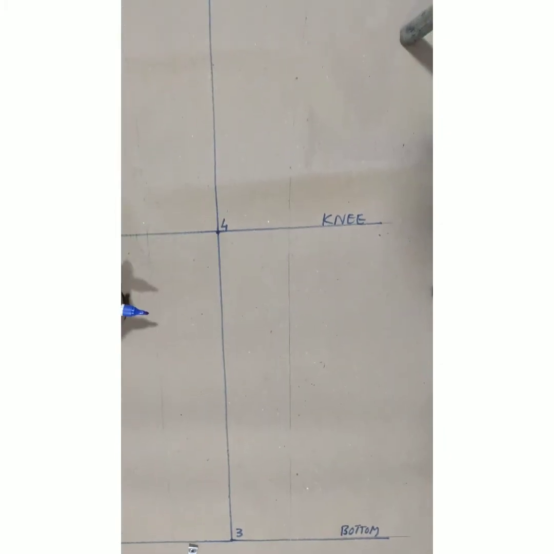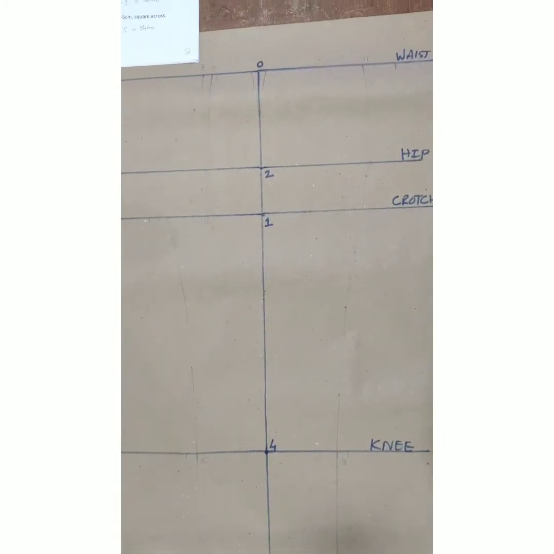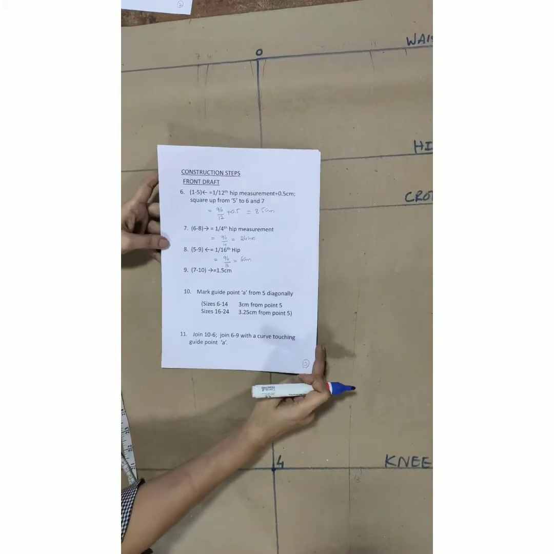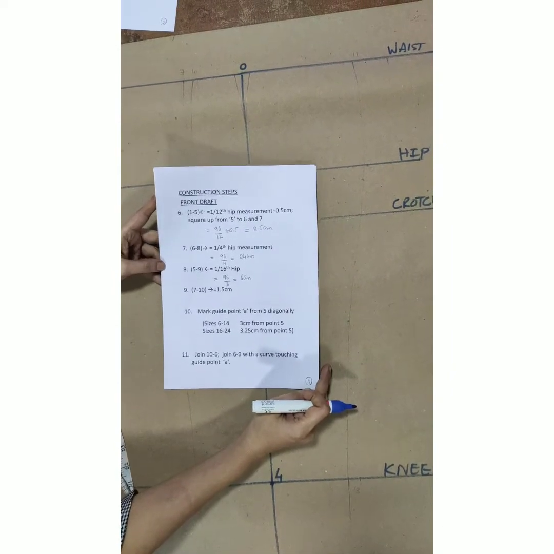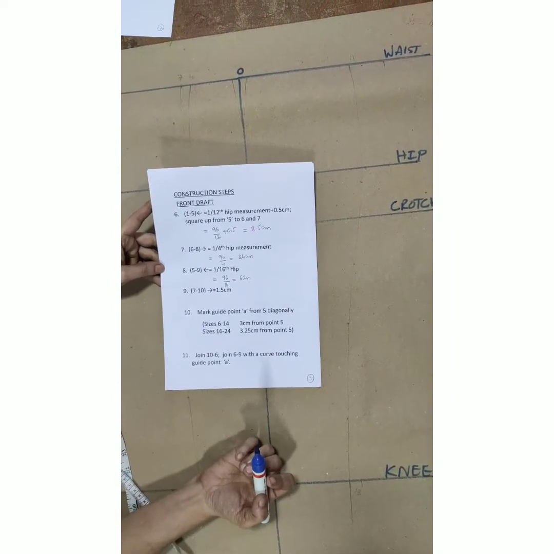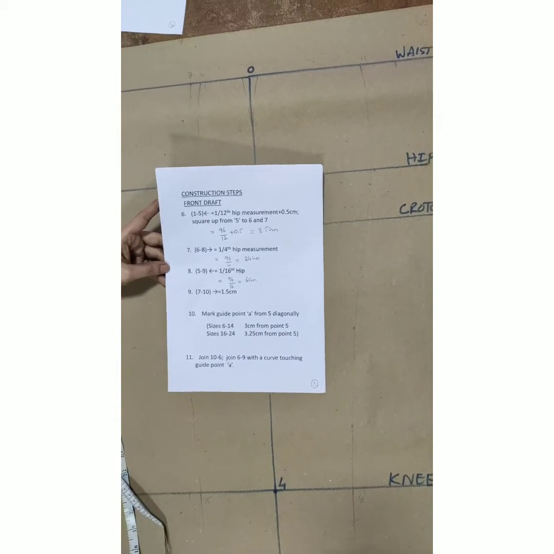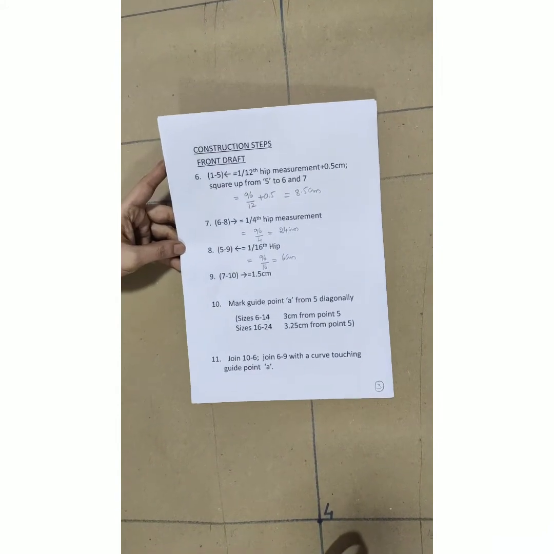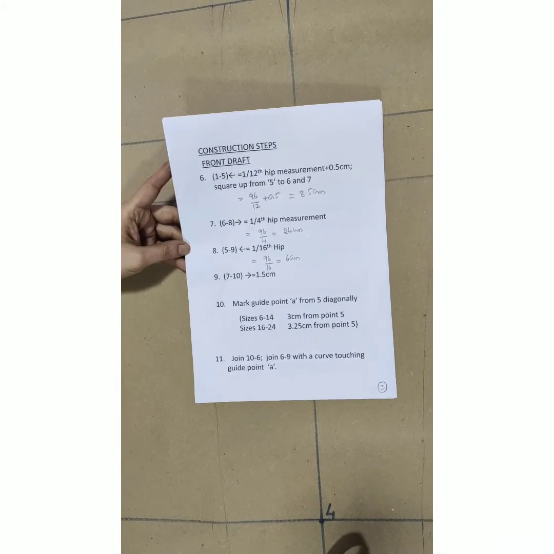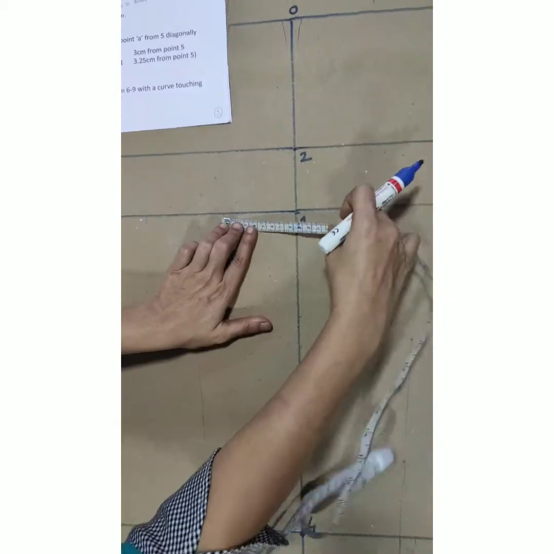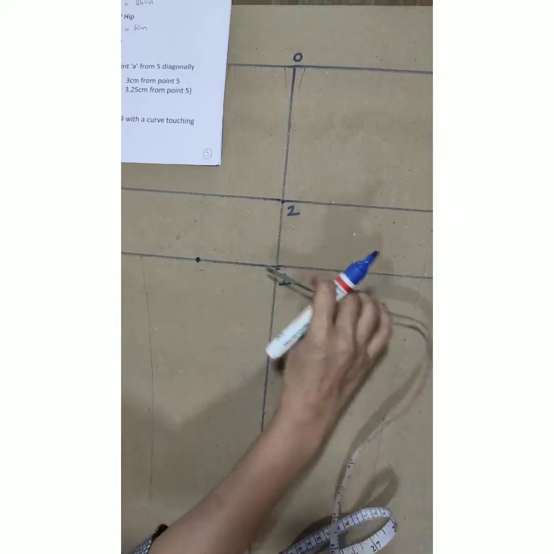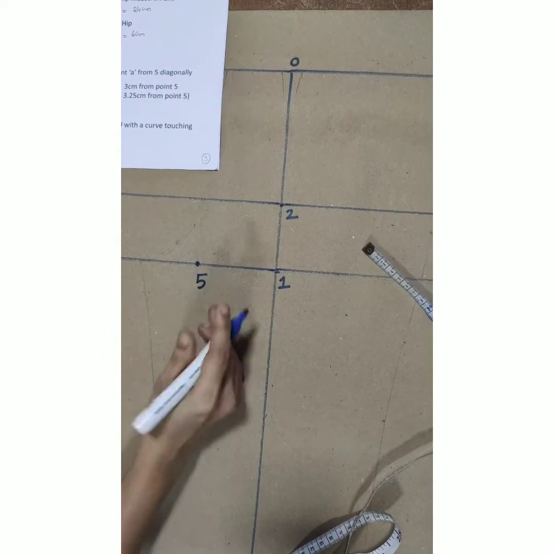Right, so after marking till 4, we are marking point number 5 onwards. So these are the construction steps and calculations for 1 to 5, 6 to 8, 5 to 9, 7 to 10. Right, now we will follow these steps. So 1 to 5 is 1/12 of hip measurement plus 0.5 centimeter towards the left side from point number 1, which is 8.5 centimeters. So from 1, mark a point at 8.5 centimeters, give this as point number 5.